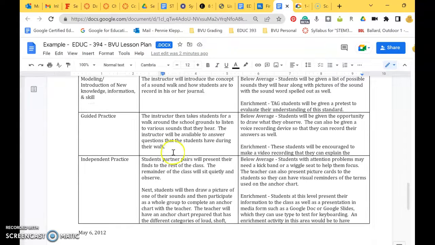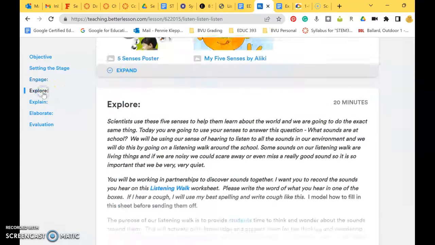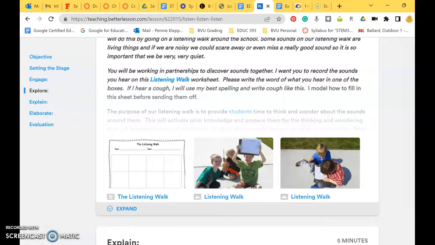For guided practice, the instructor will then take the students for a walk around the school grounds to listen to various sounds that they hear and see how they answer during that. And if you look, that just goes right in here. That's the explore portion. And here it even has pictures of the listening walk. It's really kind of cute.